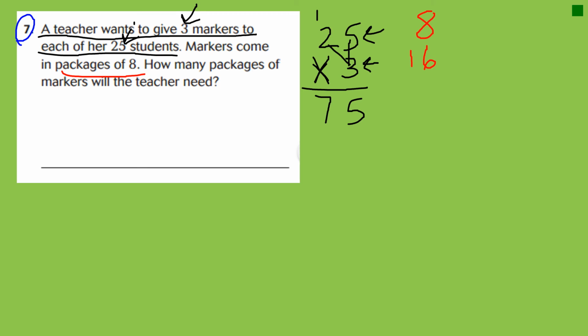16. That's 2 packages of markers. 24. Right? 32. 40. Do you see how I'm counting by 8? 8, 16, 24, 32, 40, right? And here's my goal. I need 75 markers.